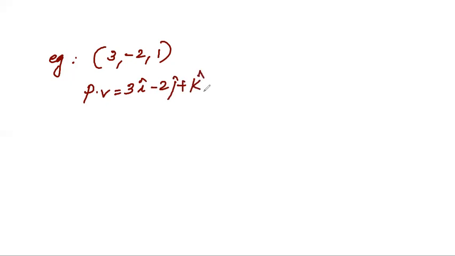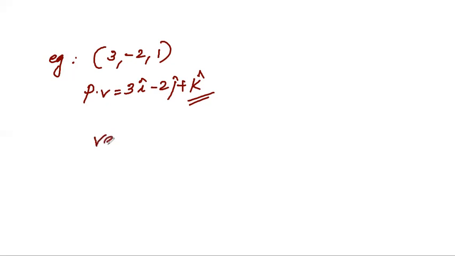Another example, assume that you have a point 3, minus 2, 1. What is the position vector? 3, so 3i, minus 2, so minus 2j, 1, so plus k. That is the position vector of that point. I hope it's clear for you.